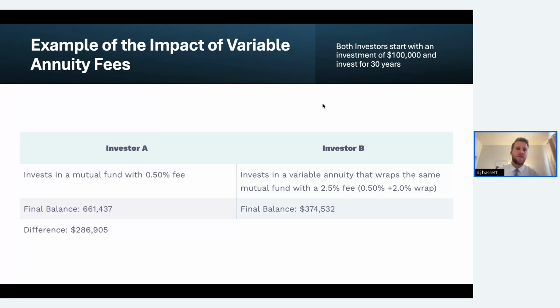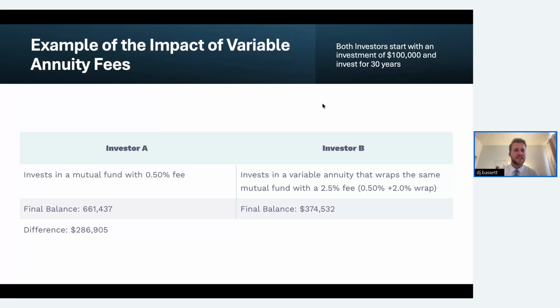Investor A is going to walk away with a final balance of $661,000 over 30 years, whereas investor B, if they left it in a variable annuity with those fees for the same amount of time, is only going to have $374,000. I mean, almost a $300,000 difference in balances by somebody opening up an IRA or a 401k and just putting it in a mutual fund, versus somebody going into an annuity with some fee there and the exact same mutual fund.